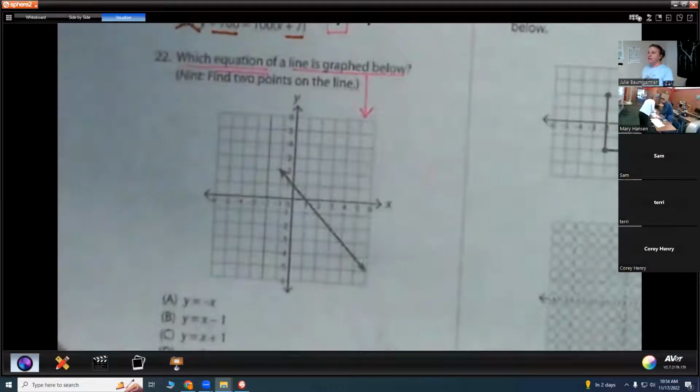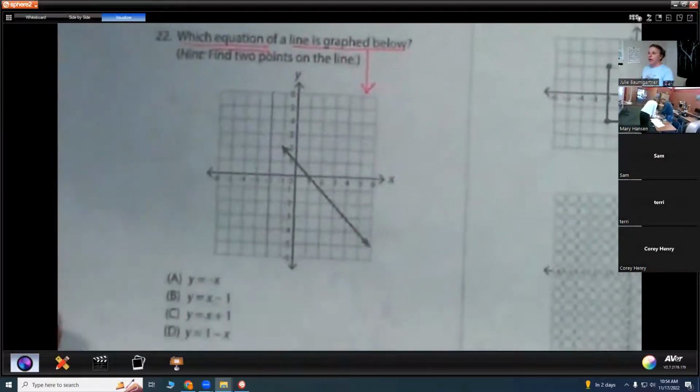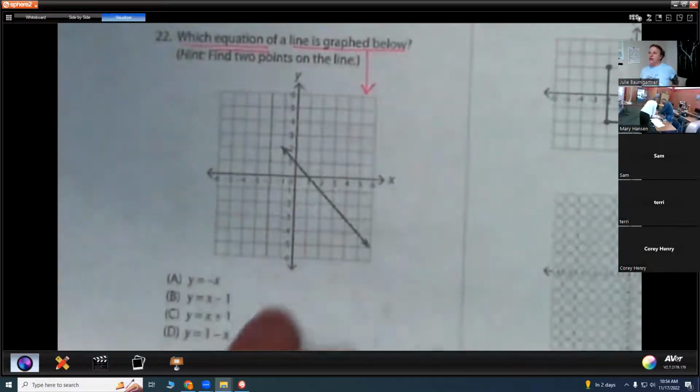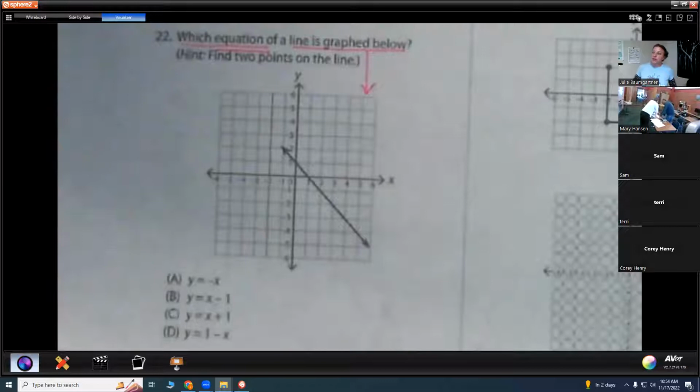Okay, so then for 22, here it tells us once again which equation, right? So one of these is the equation for this line. Which equation of a line is graphed below? And the hint is telling us to find 2 points on the line. Thoughts? You can just pick 2 points on one.